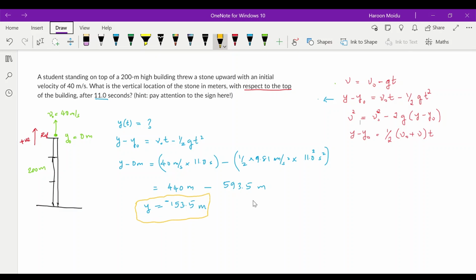This means the stone is below the reference point. It has reached its maximum height and started coming back, and it reached somewhere below the reference point. You can see here it's negative 153. Negative 153 means it should be somewhere here, because this is 200 meters height. So negative 153 meters is the vertical location of the stone in meters. Is that clear for you?